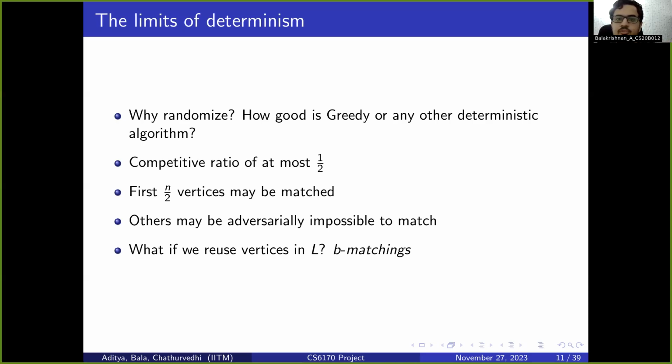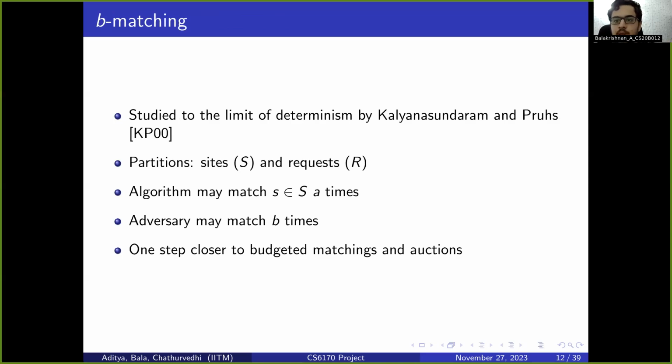What if we give vertices in L some budget by allowing it to be reused? This leads us to B matchings, which was studied in 2000 by Kalyanasundaram and Pruhs. They produced a deterministic algorithm and showed that it is optimal. The partitions are denoted S and R, denoting sites and requests. An algorithm may match a site at most A times, whereas the adversary may match it B times. We have come closer to budgeted matchings and the target of modeling auctions by allowing a small budget, even though bids are now only 0 or 1.